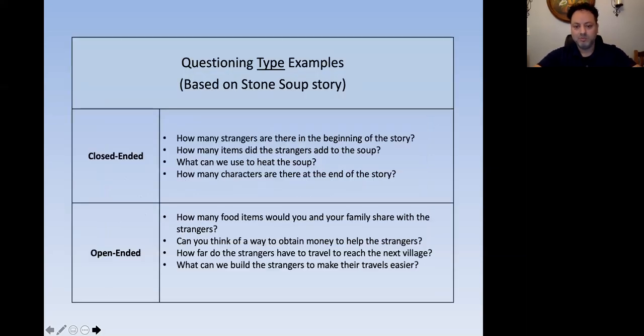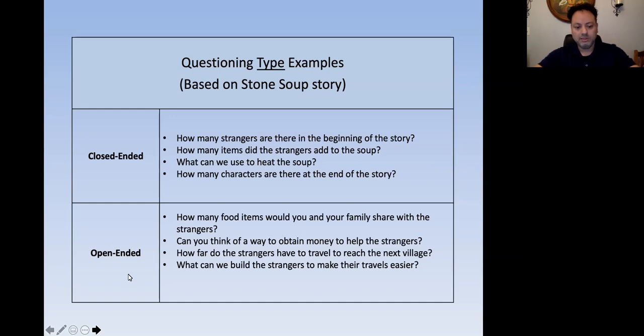So some examples based off of the Stone Soup. How many strangers are in there in the beginning of the story? And this is where the mathematical literature component comes into play. You're reading a book, but you're still asking math questions. And that's what makes it a mathematical literature experience. How many items did the strangers add to the soup? What can we use to heat the soup? That's measurement. How many characters are there at the end of the story?